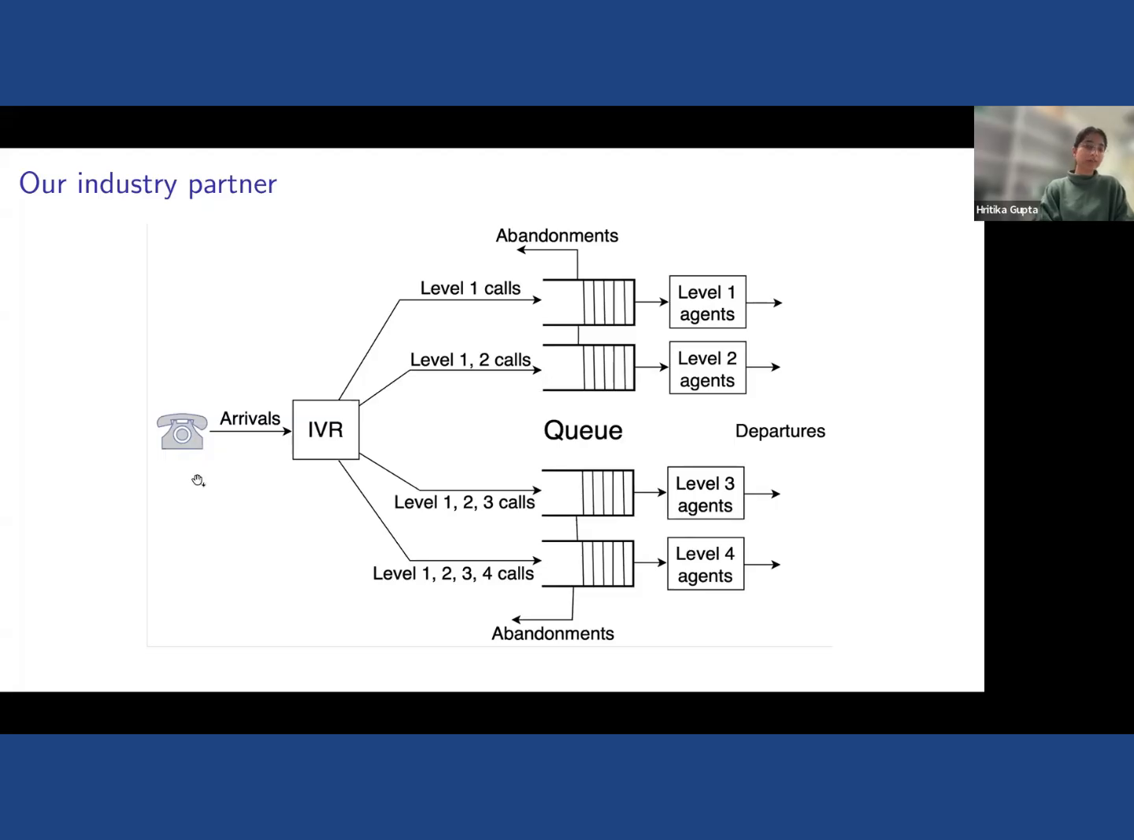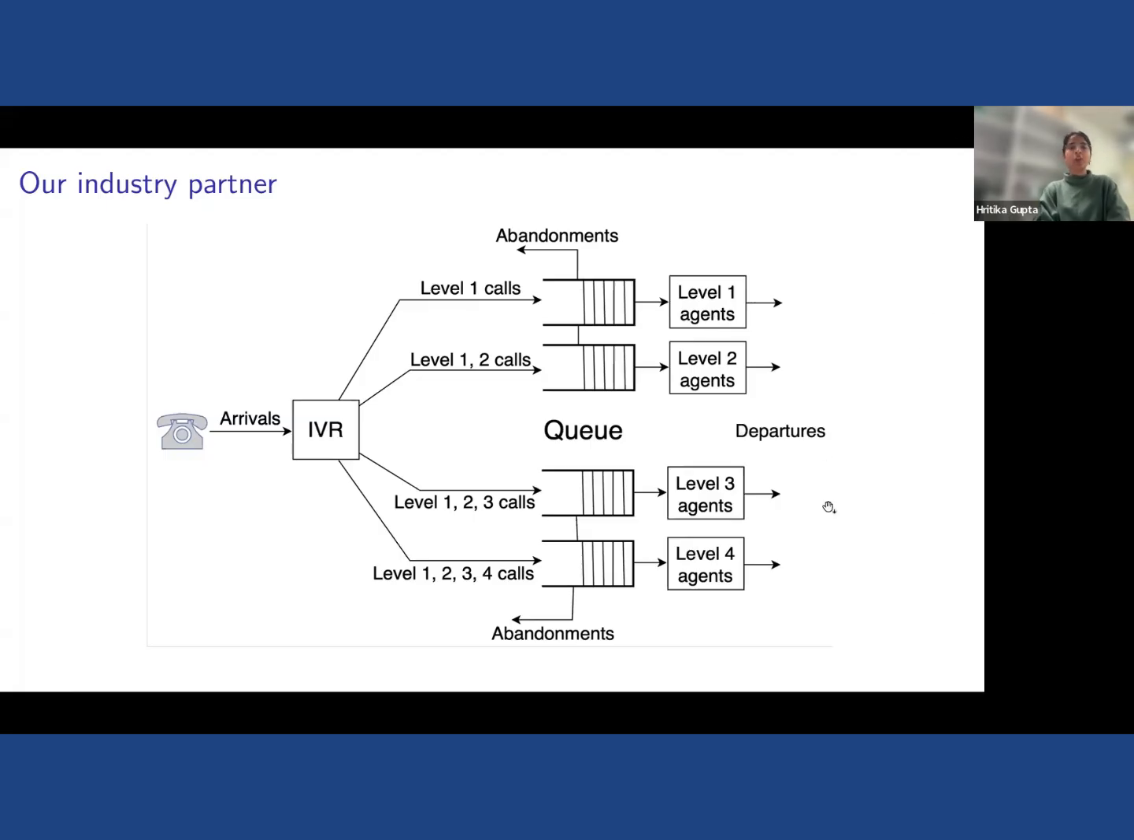Again, there are calls arriving, they go to the IVR system, where the IVR segregates them among the 4 levels, depending on the number they dial. And then if an agent is available, the calls get assigned to the agents, otherwise they get added to the queue, where they might choose to abandon the queue, or they eventually get assigned and served, and then they depart the system. So this is the background of the problem and the motivation. Anyone has any doubts so far?